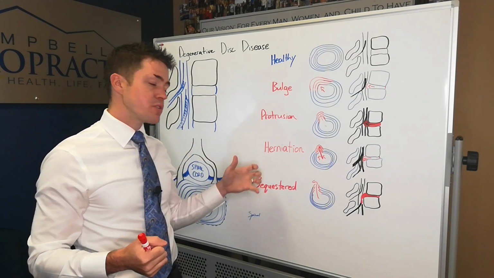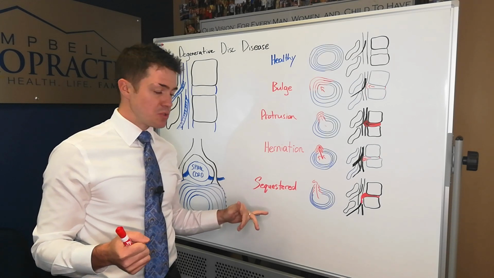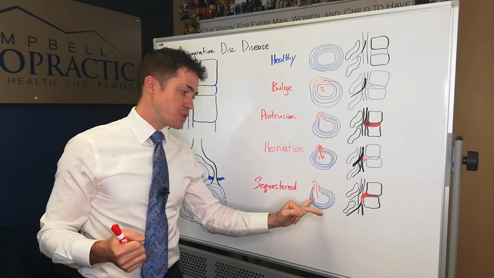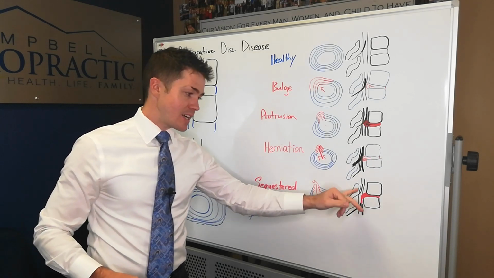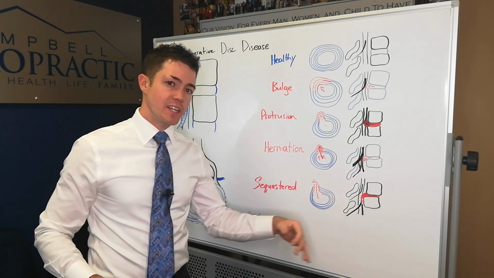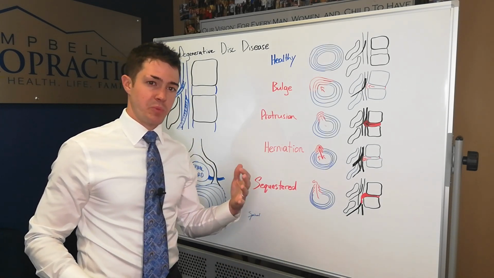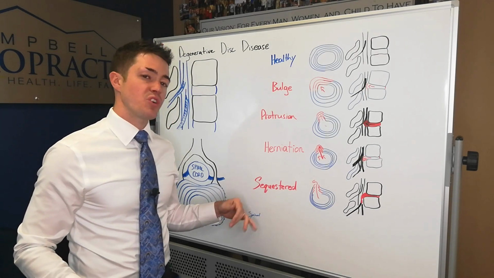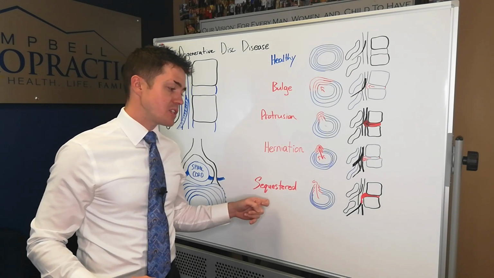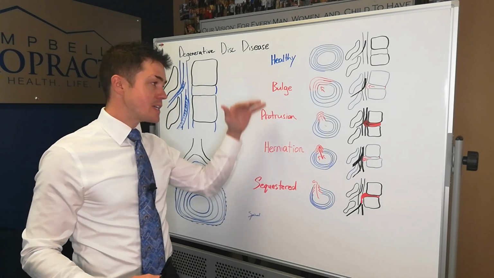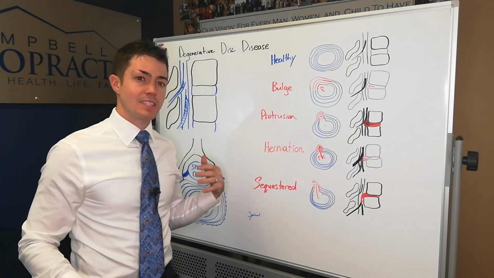Now, if we don't address these, sometimes they can turn into a sequestered disc. This is where that jelly-like substance has pushed all the way through all the layers, and now it's actually leaking down into the spinal cord area, creating a lot of irritation and a lot of dysfunction in the spinal cord and spinal nerves. Now, these unfortunately can typically only be managed through surgery. And so we want to avoid these at all costs, which is why we want to get our spines checked ahead of time to stop this progression and just to start them getting better.